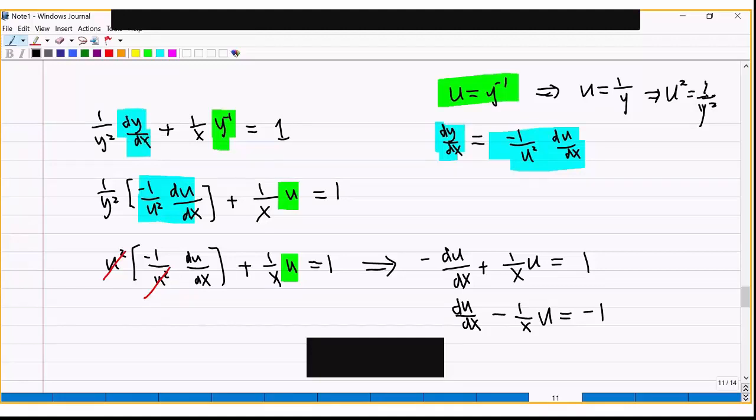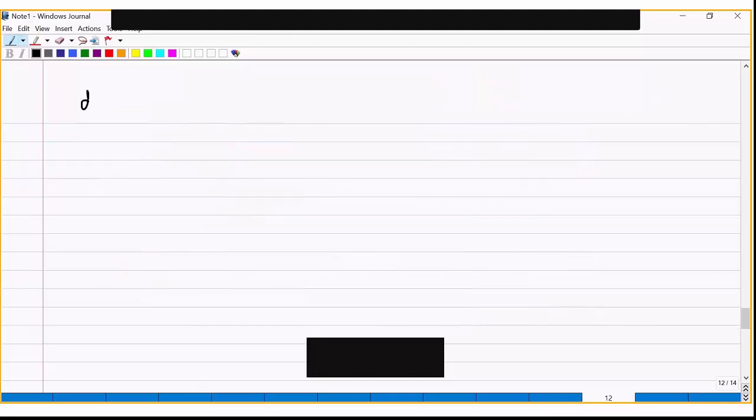Okay, now how to solve for u? Just recall again how to solve it, the standard procedure again. du/dx minus 1 over x u equals minus 1. Standard procedure, right? So this is du/dx minus 1 over x u equals minus 1, the original equation.